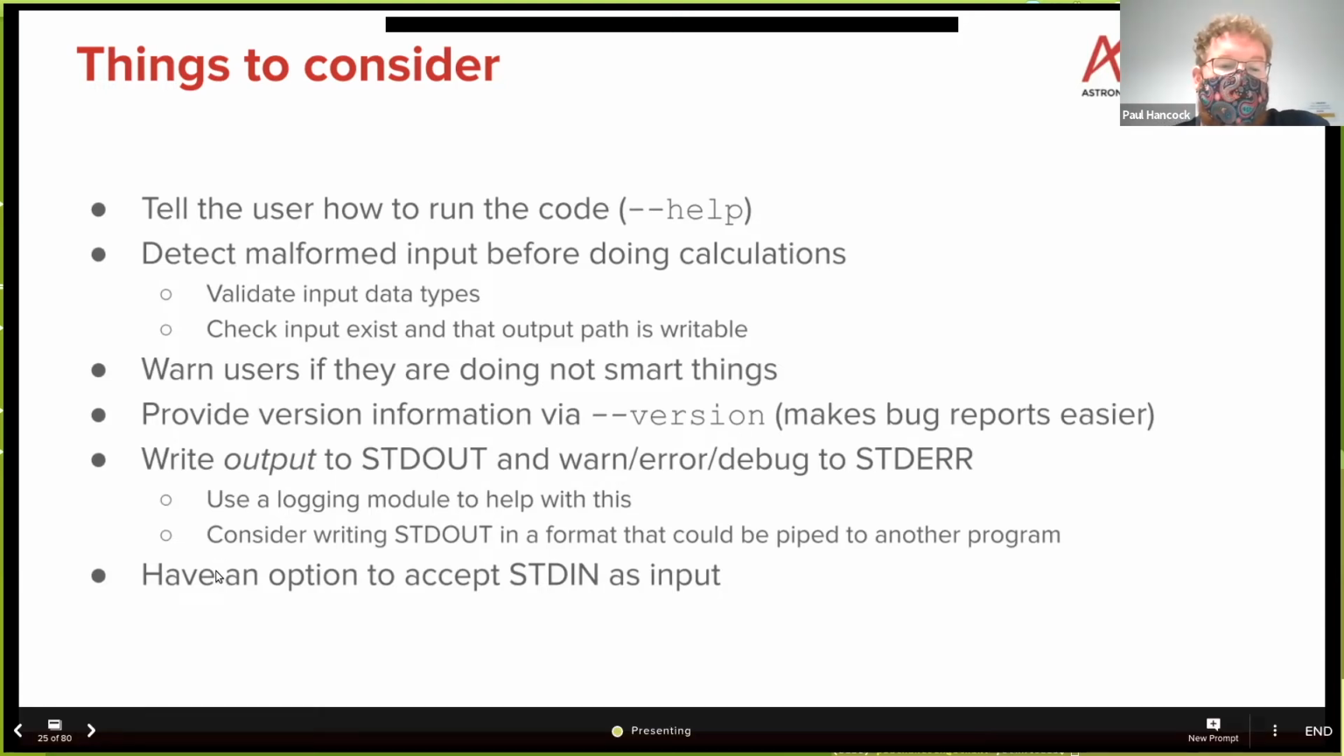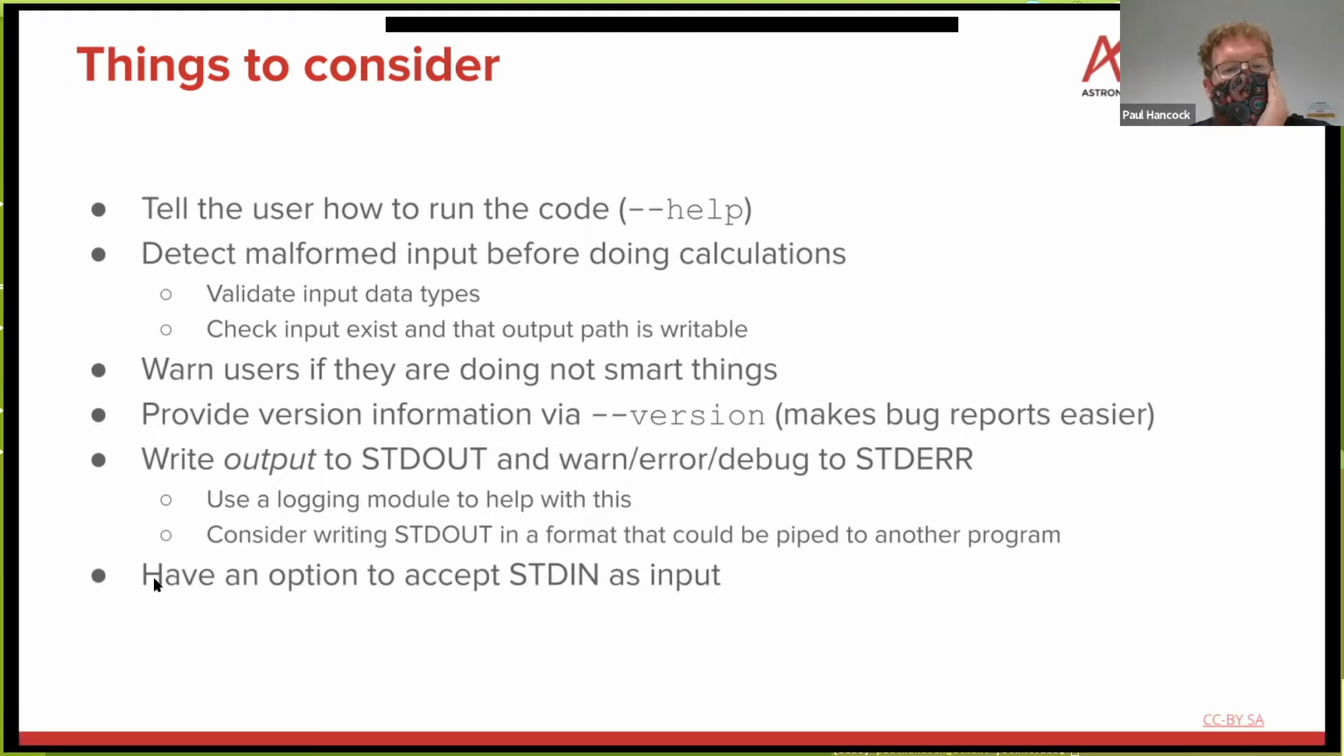So I list these here because they're nice ideas. They're not always easy to implement. It depends on what type of software or program that you're writing. For example, you wouldn't really want to pipe the output of your calibration to the terminal. It'd be better if you save that to a measurement set or something like that.